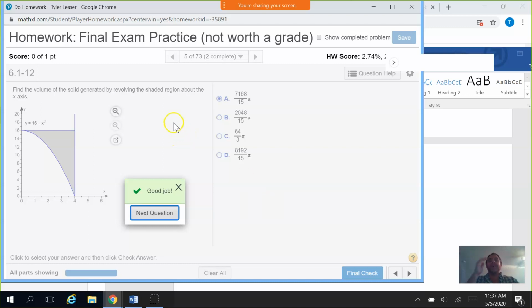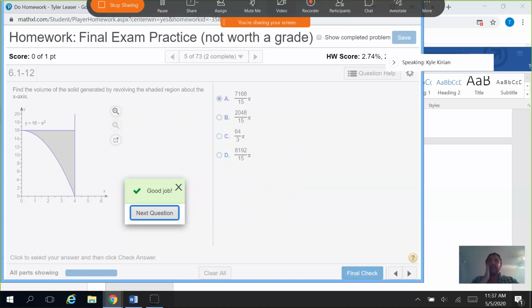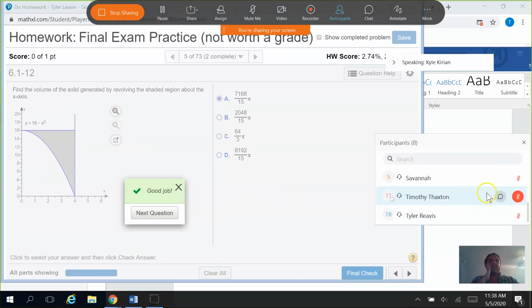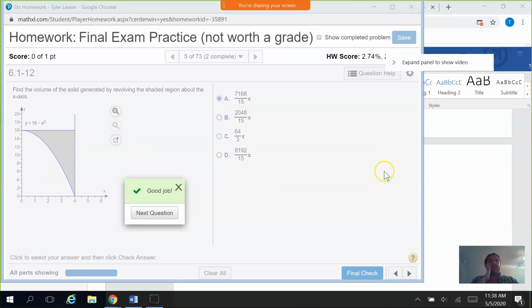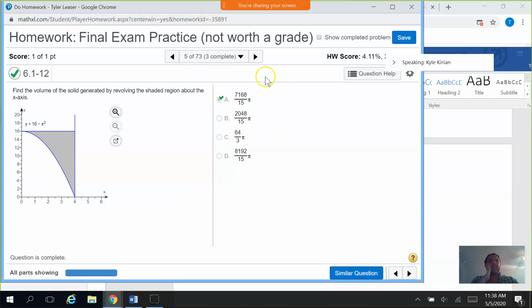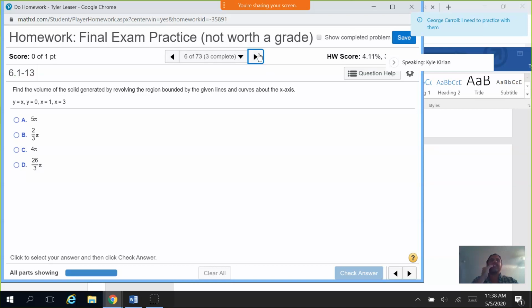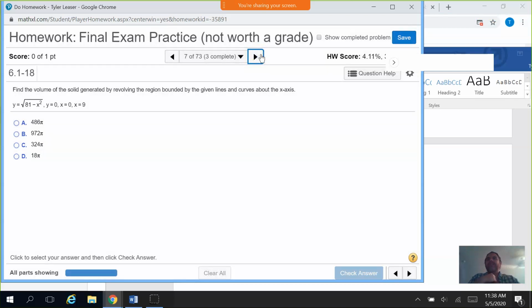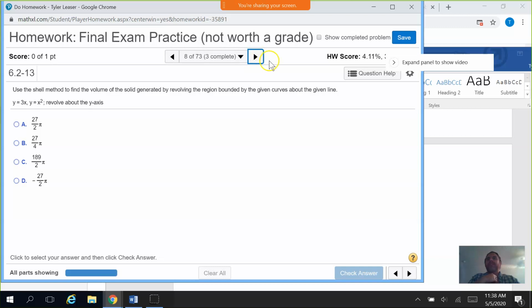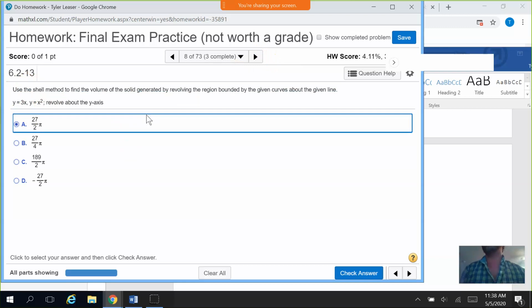So are these okay? Disk method, washer method, any questions about those? All right, cool. Make sure you practice with them. We haven't done a shell method one yet. Let's see if we can find one that's a shell method. I guess we could always just force one of these to be a shell method. Now, this one specifically says use the shell method. So let's try this one.